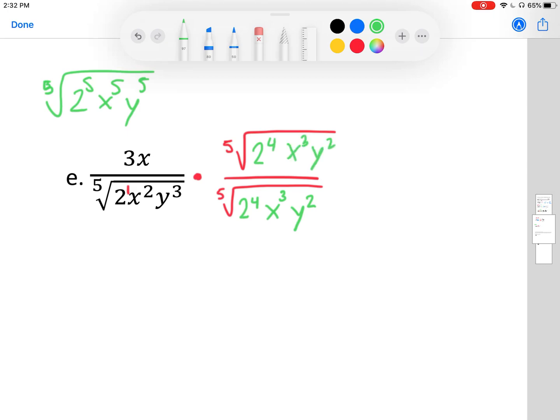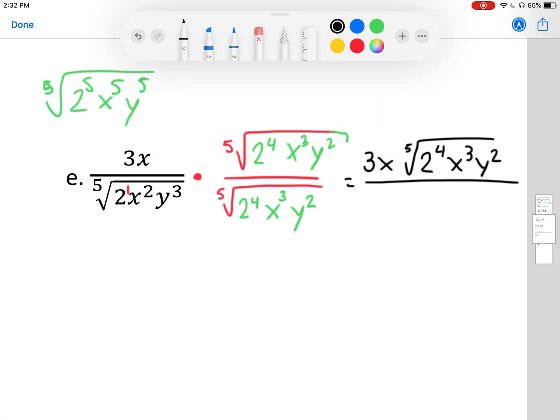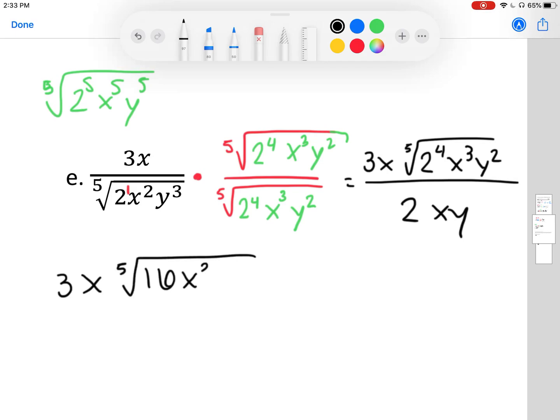You might be thinking, well, I don't know what 2 to the 4th power is. You have your calculator. We can figure it out. In the numerator, I have 3x times the fifth root of 2 to the 4th power x cubed y squared. Then the bottom, we now have 5 of each, so it's just 2xy. All right, 2 raised to the 4th power gives us 16. So our answer is 3x times the fifth root of 16x cubed y squared divided by 2xy.